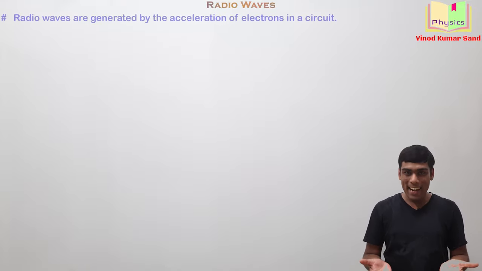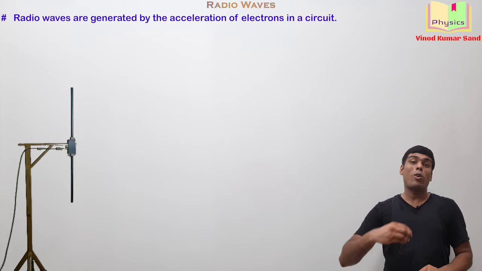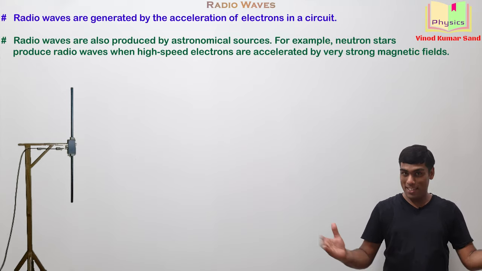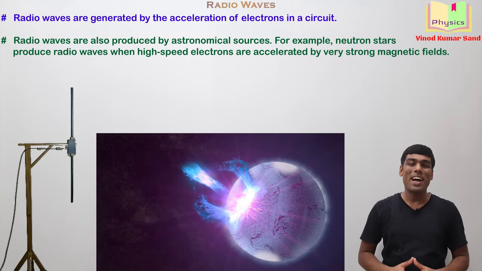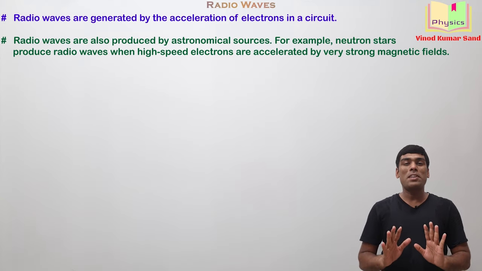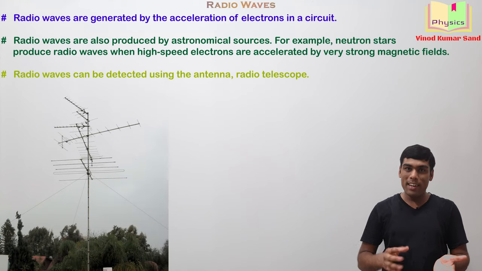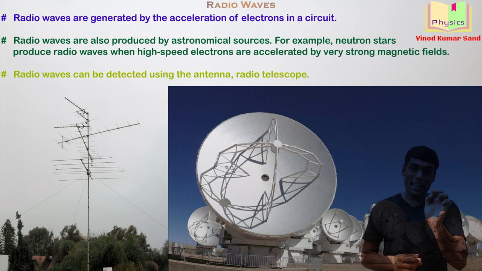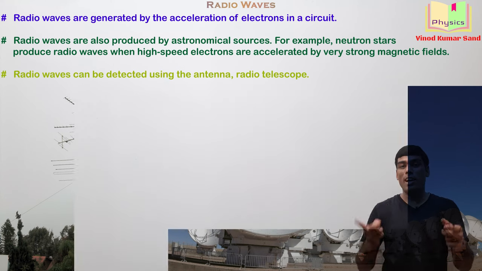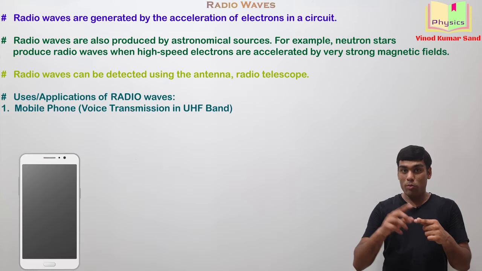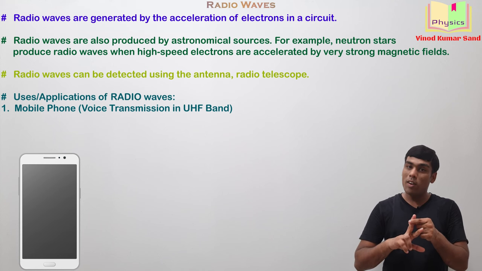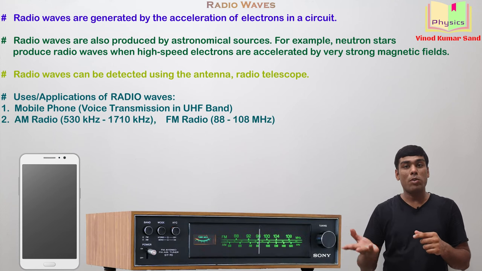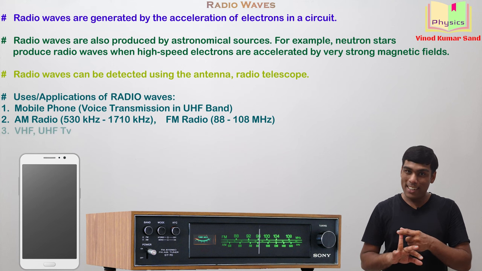The radio waves are produced by the electrons oscillating inside the antenna. And radio waves are also produced by the astronomical sources such as the neutron stars, etc. The radio waves can be detected using the antenna or the radio telescopes. The radio waves practical application we find in our daily life in the mobile phone for the communication, in the radio, the AM radio, the FM radio, in the transmission of the TV signals.